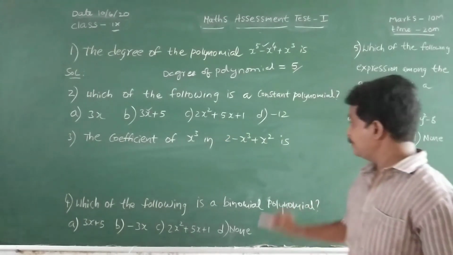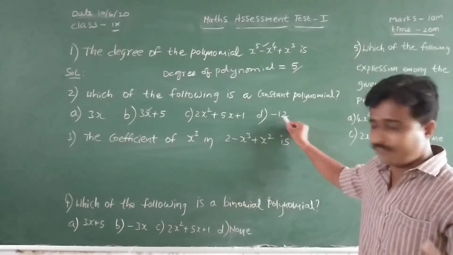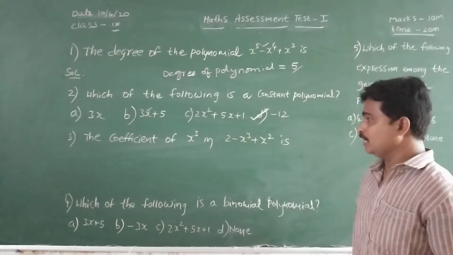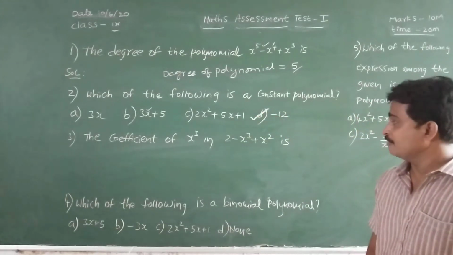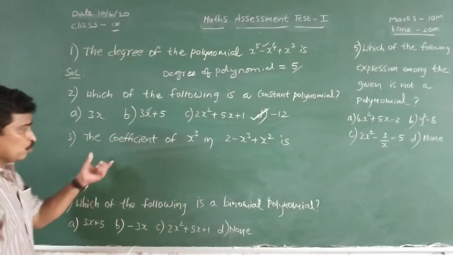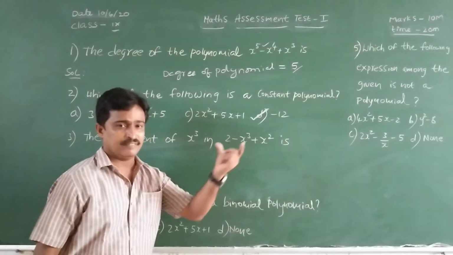Observe the fourth option, there is only a constant term, there are no variable terms, therefore this is our required option. This is a constant polynomial. The answer option is D, the fourth option. Okay, coming to question number 3, the coefficient of x cube in the given polynomial.